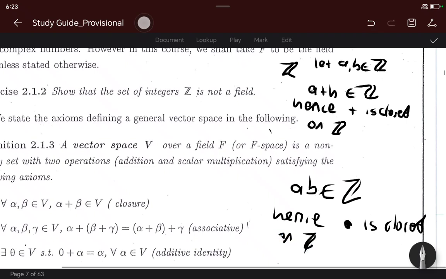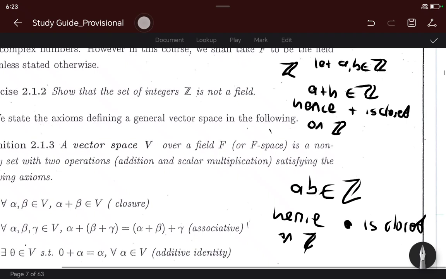Now after checking the closure, remember a field contains addition and multiplication, right? It's defined by addition and multiplication. So I'm going to check the closure for both. After that, I can check. Remember I said that after checking closure, we can go and check the identity, right?